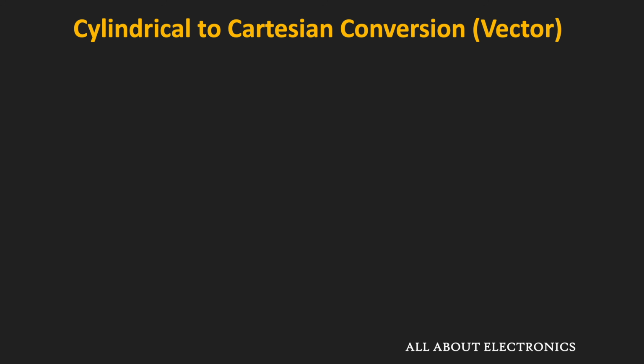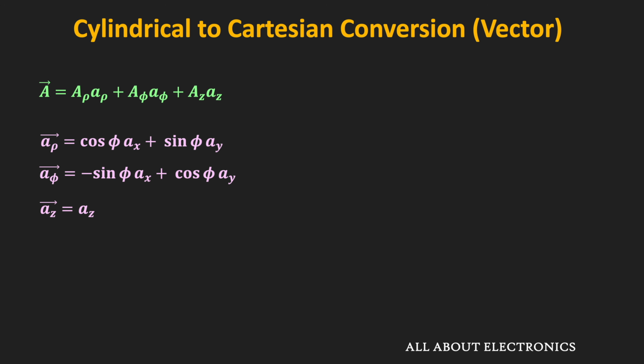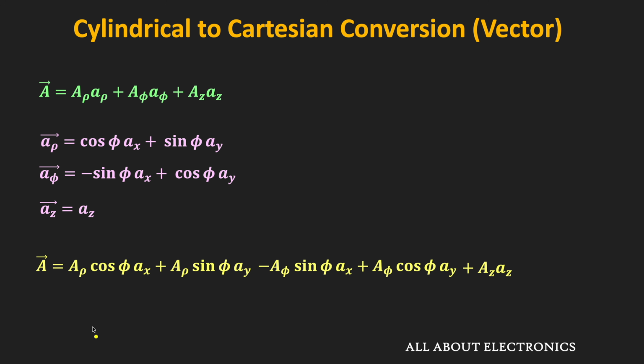That means here, we already know the vector in the cylindrical coordinates. So that is equal to a rho times a rho plus a phi times a phi plus az times az. So now in this expression, let us put the values of a rho, a phi and az. So if we put the values, then we will get this expression. So if required, then you can pause the video and check this expression.